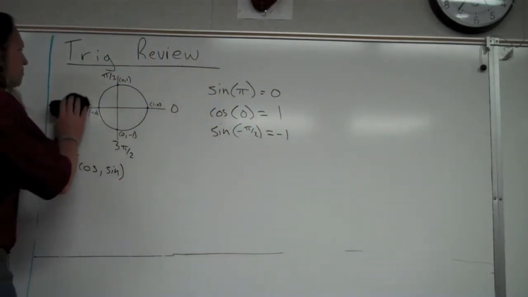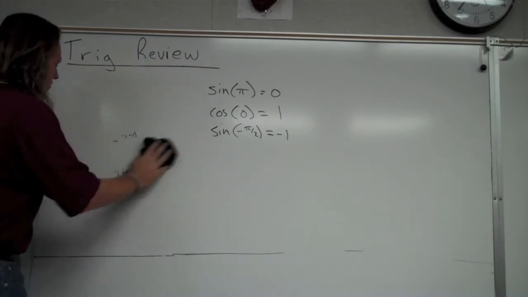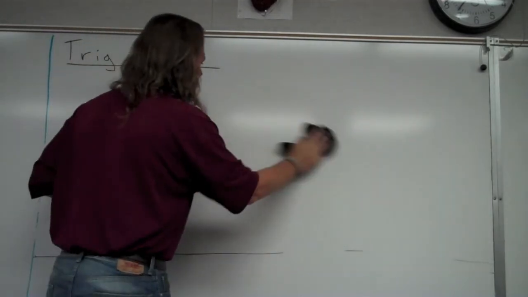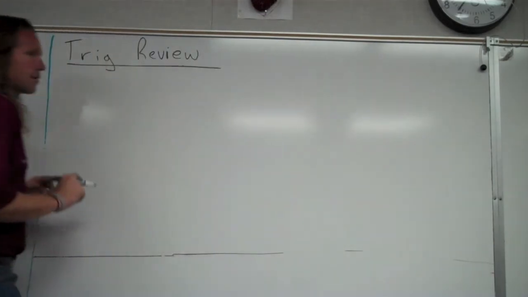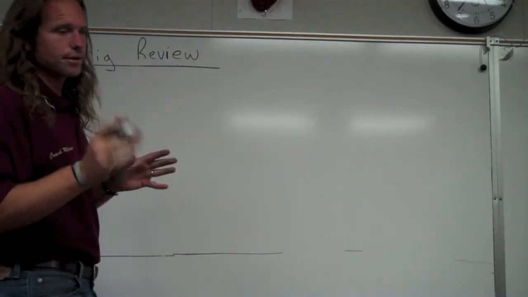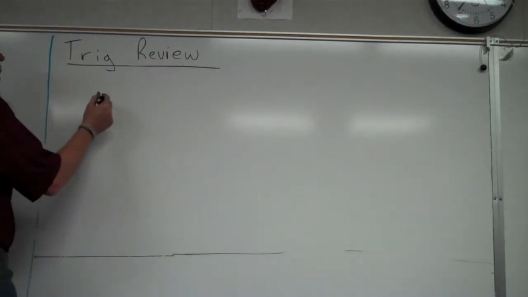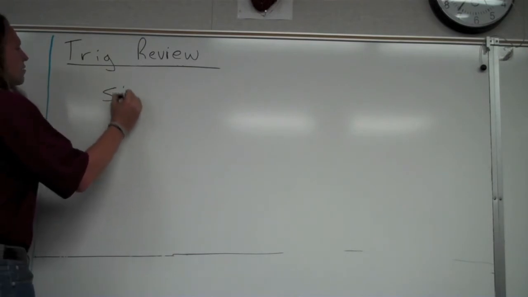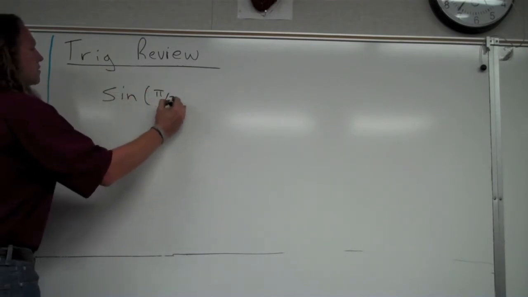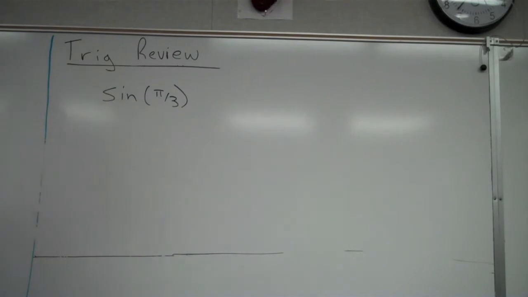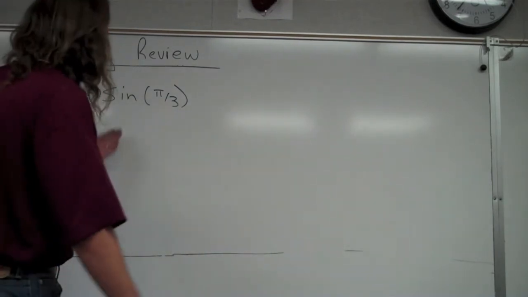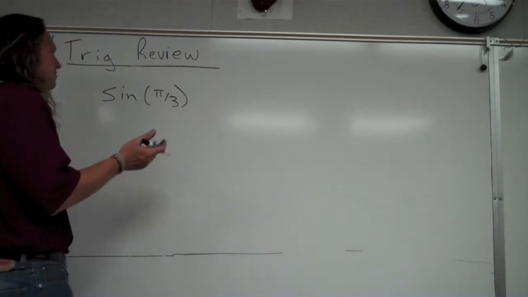Okay? But we also need to know other angles as well. And we're always working with radians, never degrees. So we do have to be comfortable with radians. So for instance, we need to know what is sine of pi over 3. Okay, that's definitely something we need to remember. Now, I'm not a big memorizer. I really don't have this memorized, but I do know something about it.